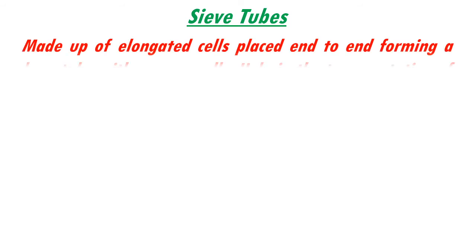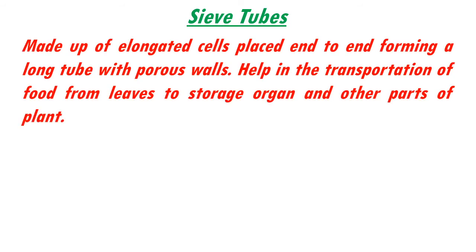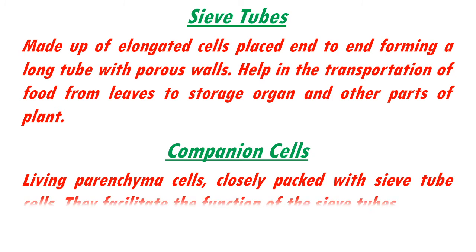First phloem element is sieve tubes. They are made up of elongated cells placed end to end forming a long tube with porous walls. They help in the transportation of food from leaves to storage organs and other parts. Next is companion cells. These are living parenchyma cells and closely packed with sieve tube cells. They facilitate the function of the sieve tubes.